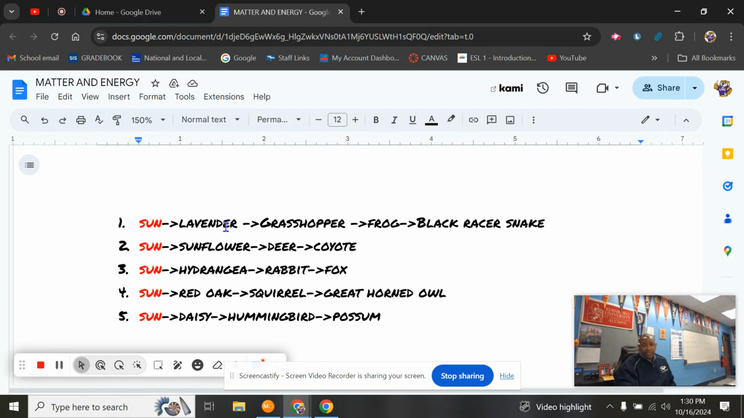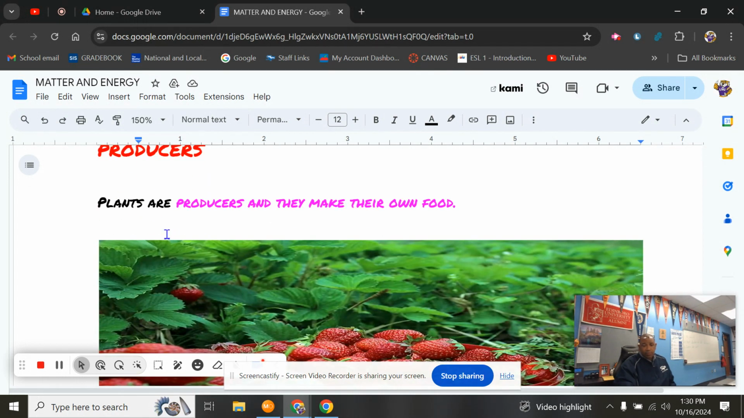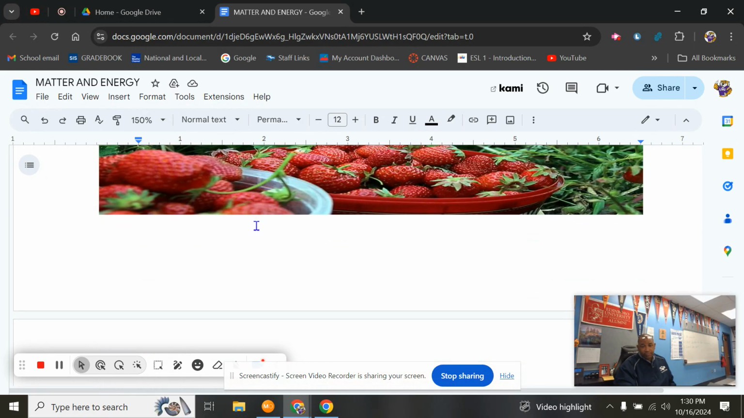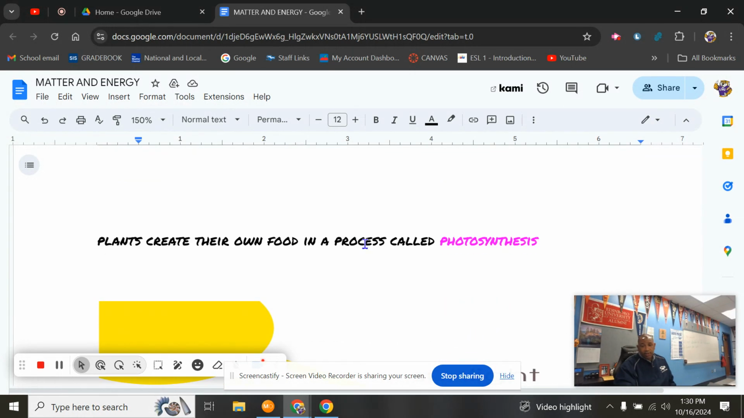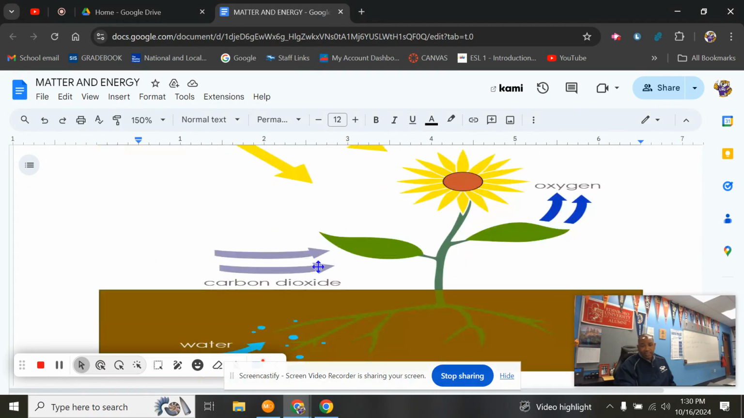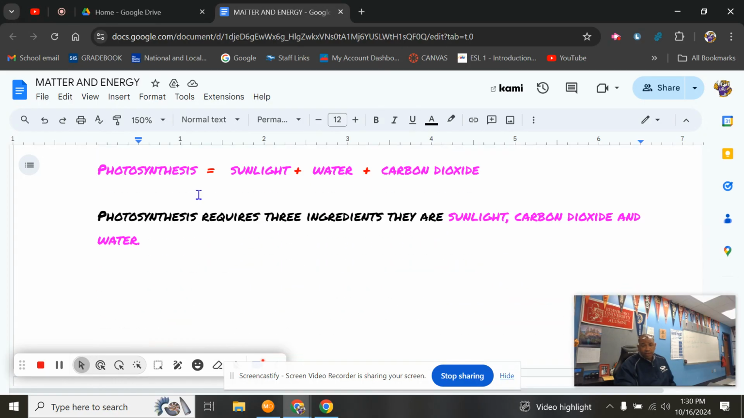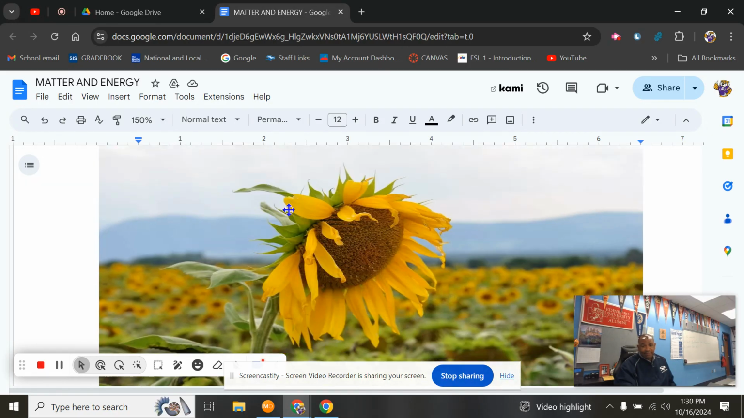Know the food chains in South Park. We did that as a homework assignment. I gave everyone credit. Make sure you know that. Producers are plants, and they make their own food. Photosynthesis: sunlight gets taken in, carbon dioxide, water, and they release sugar and oxygen. Make sure you know all that.